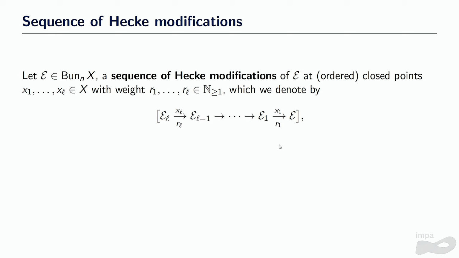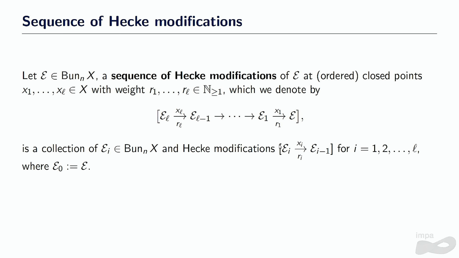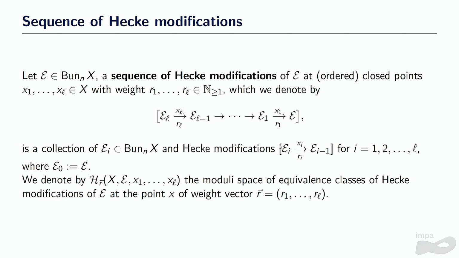So this is the generalization. And now a sequence of Hecke modifications, which I'm going to denote by this thing here, will be just a collection of vector bundles and pairwise Hecke modifications. We do have a notation for the moduli space of sequences of Hecke modifications. Remark that here E is fixed, and I am collecting all E_1, ..., E_L that are pairwise Hecke modifications at some points. The points don't need to be equal.